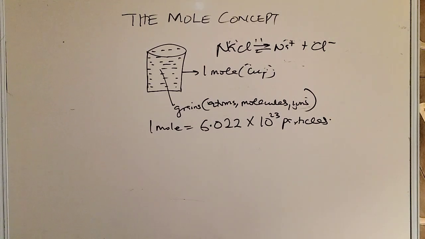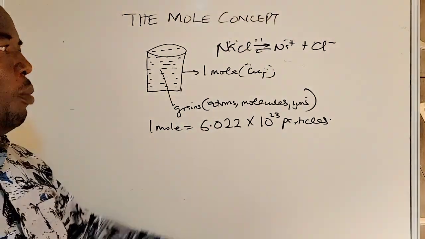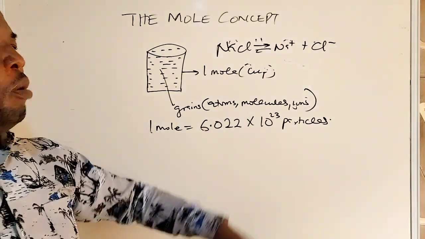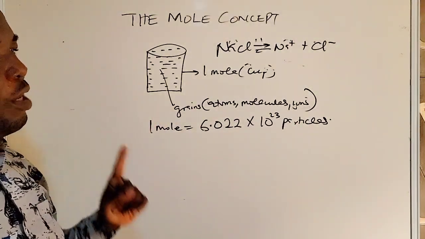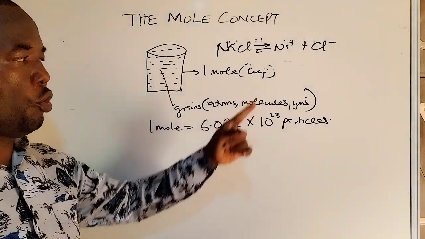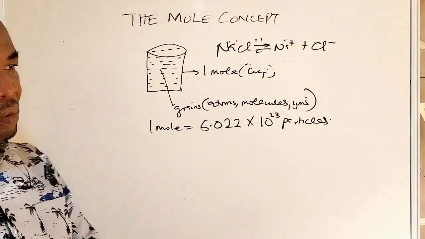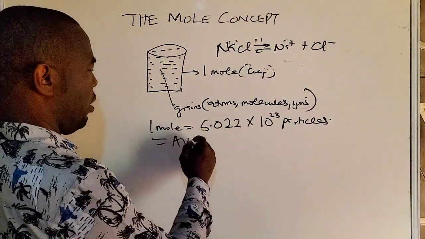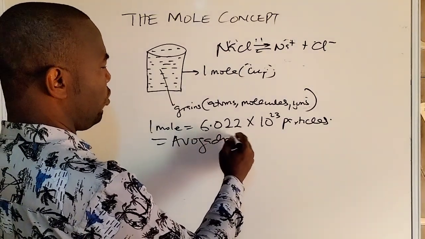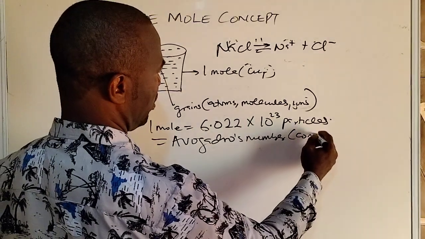That for you to say 1 mole of a substance, the substance could be made up of atoms if it's an element, it could be made up of molecules if it's a gas, it could be made up of ions if it's a solution. But for any particular substance, be it element, gas, or solution, you need this number of particles to make up one mole of that substance. This number is called the Avogadro's number. You can call it the Avogadro's number, or you can call it the Avogadro's constant.